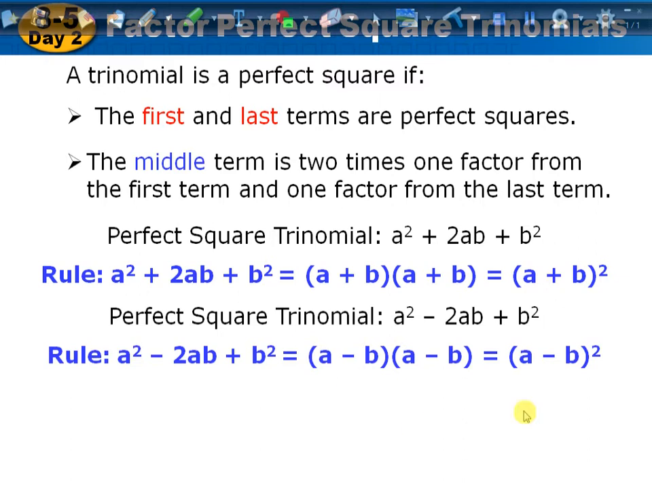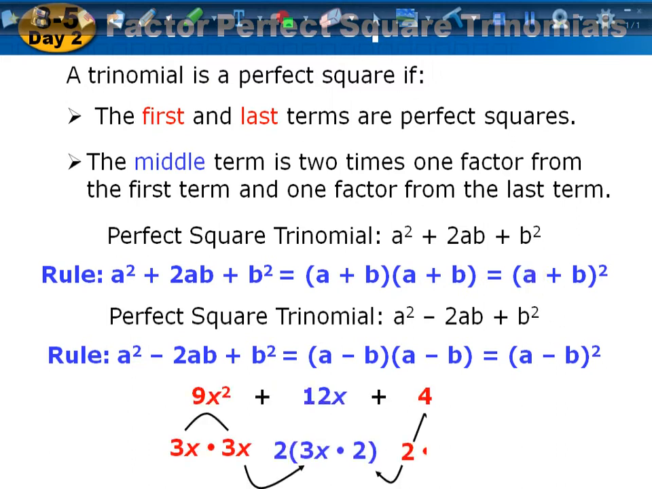Or if I have a squared minus 2ab plus b squared, then I have a minus b and a minus b. We know that there's either a plus sign in both or a minus sign in both, and we look at this sign right here, this first sign, to tell us whether it's going to be a plus sign or a minus sign. This end term right here has to be a plus sign in order for that to work.